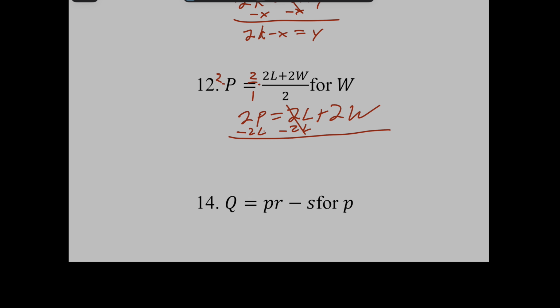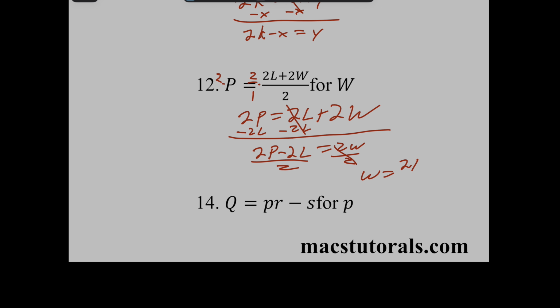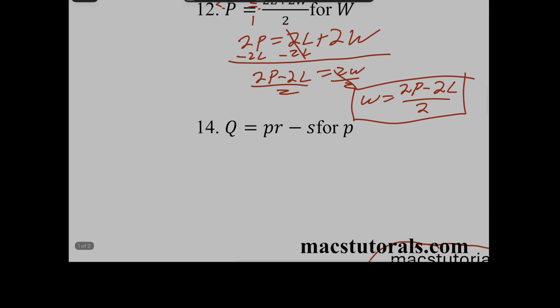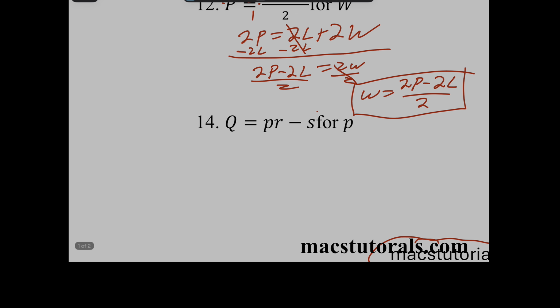They're going to go away. Now watch, what is this? Oh my gosh, this is crazy. P's and L's. What am I going to do? You just write it like this. If you can't combine them, you don't combine them. You just write it out. And that equals 2w. I want the w to be by itself, so I'm just going to divide each side by 2. My w equals 2P minus 2l over 2. Boom, boom, boom, boom.